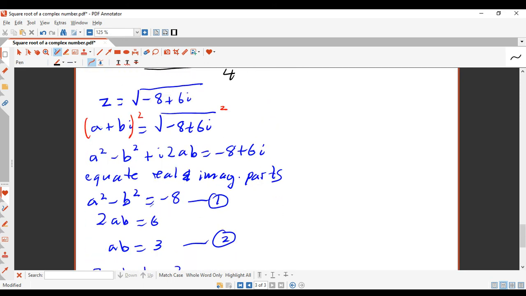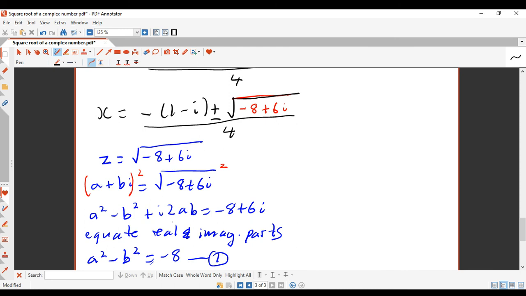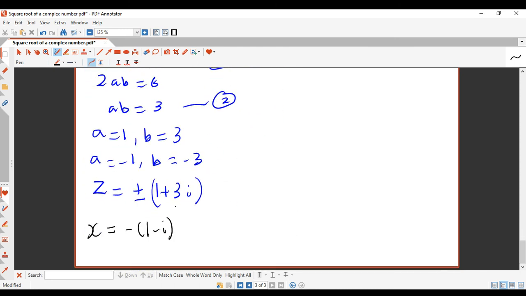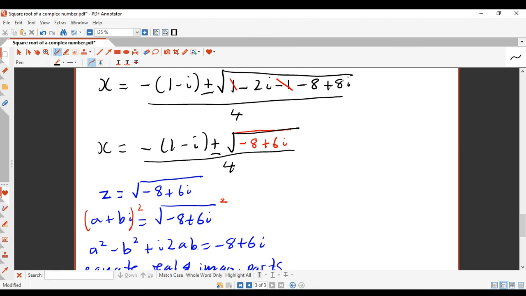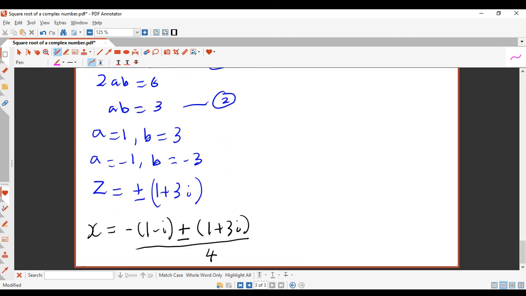So you go back up here. There it is. And now we've got the square root of negative 8 plus 6i, so it's going to be plus or minus, which we already found, 1 plus 3i all over 4. All I've done is replace the square root part here with 1 plus 3i, and we've already got the plus and minus. So now all you've got to do next is simplify that last answer.